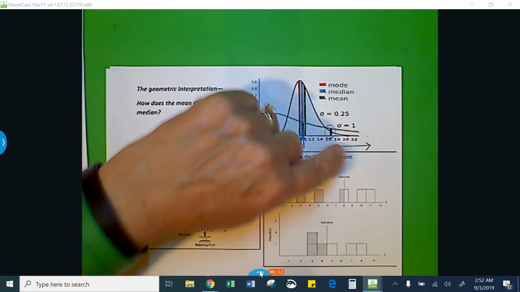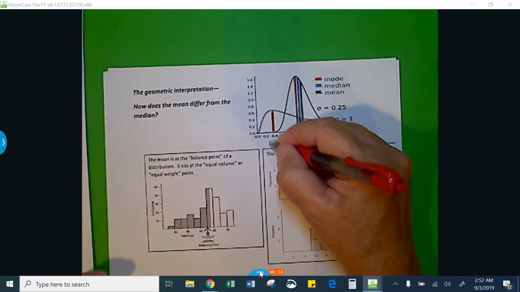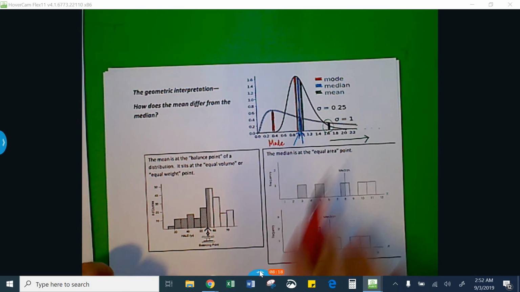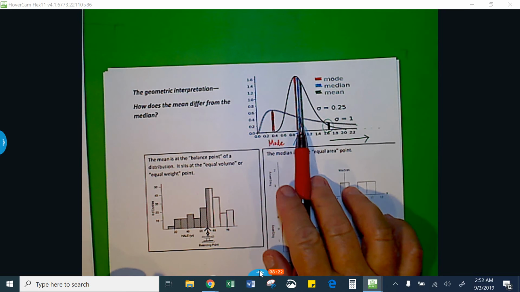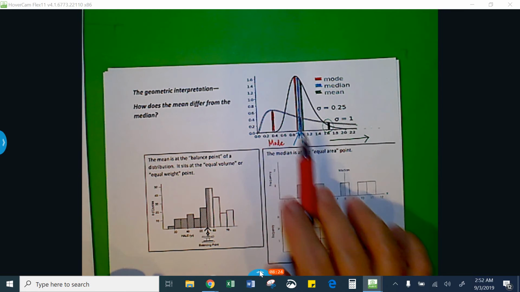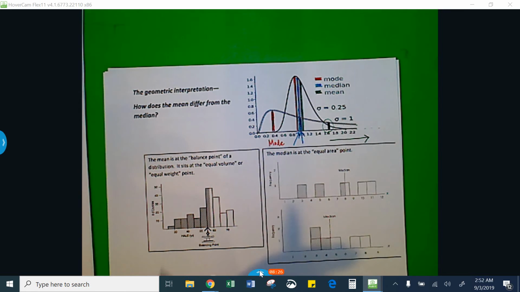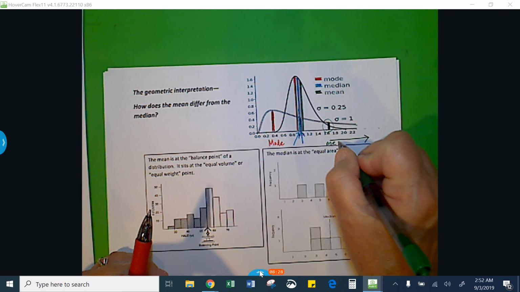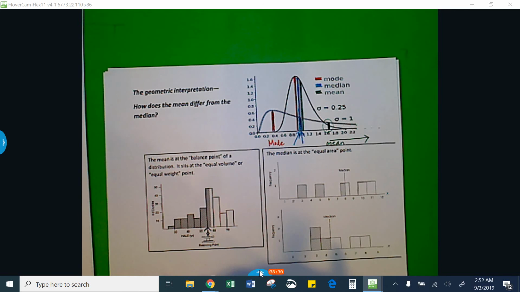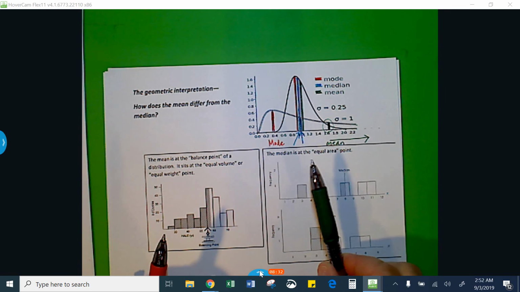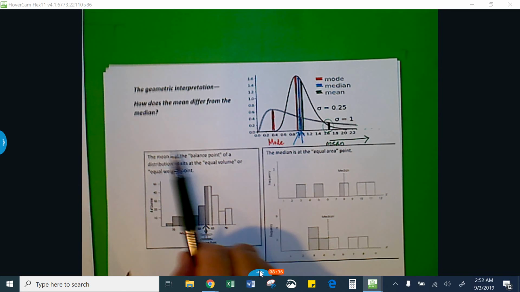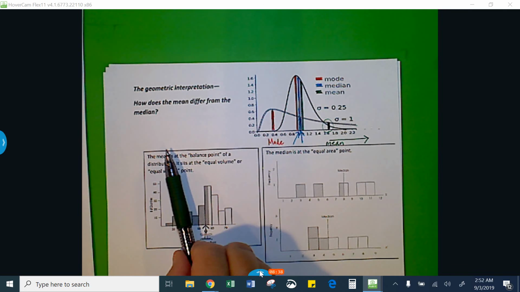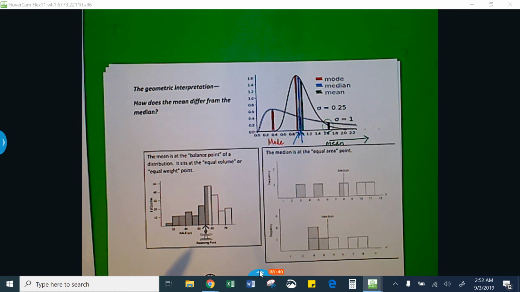So on a skewed distribution, the mode is going to be where the peak is. On a right skewed distribution, the mode's going to be on the left side here. The median is a little off to the right, and then the mean is going to be further to the right. If this were a left skewed distribution, you would have the mode here, the median there, and then the mean would be further to the left because it's pulling it away.